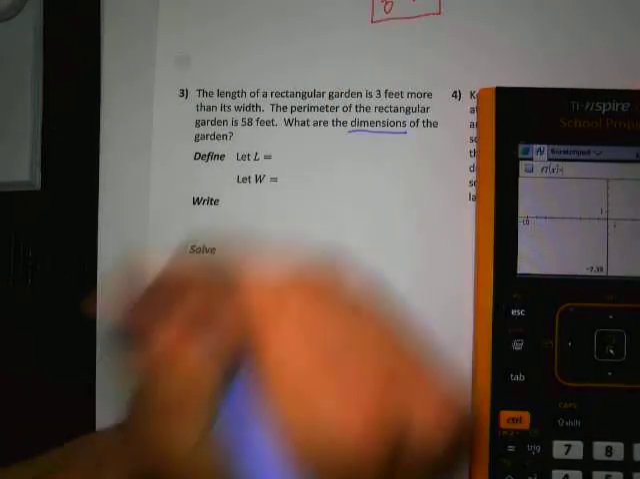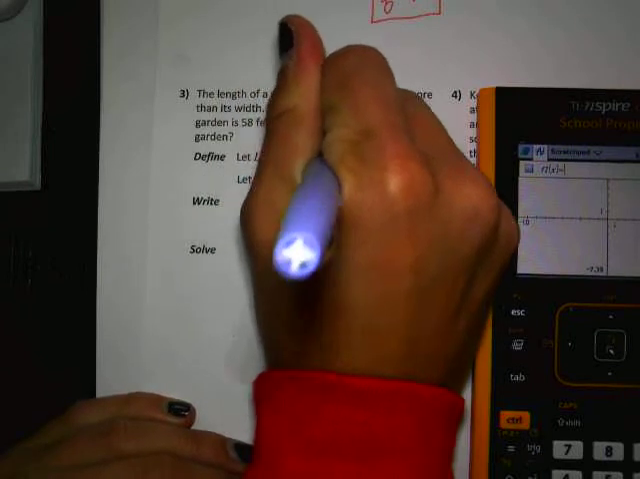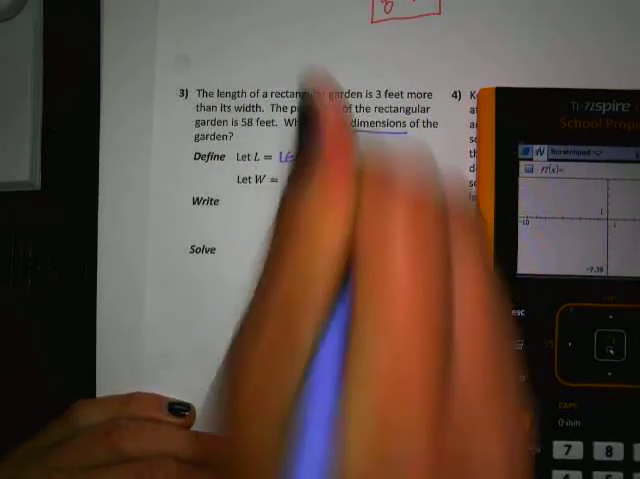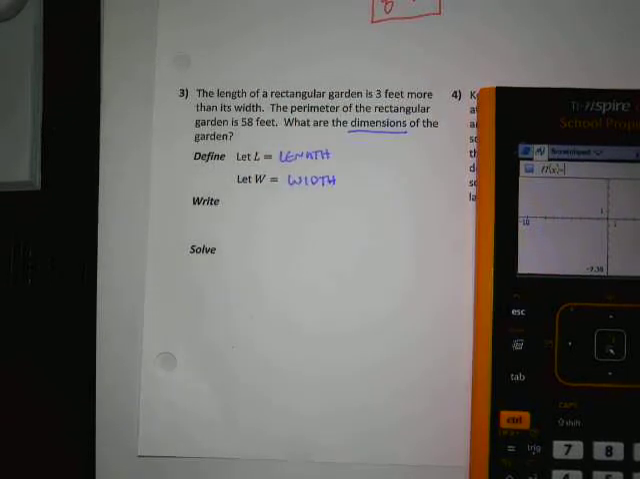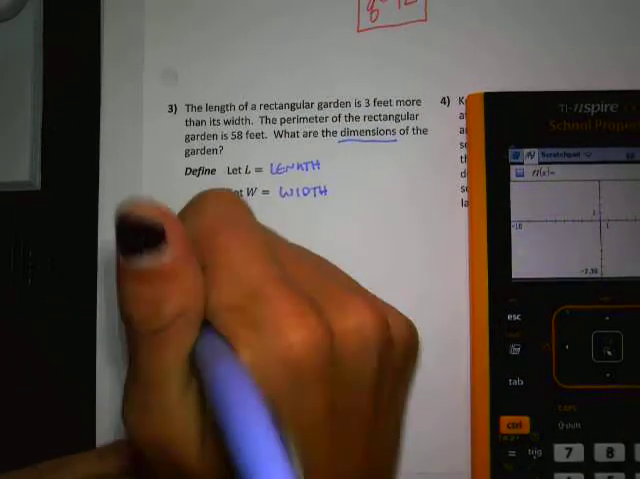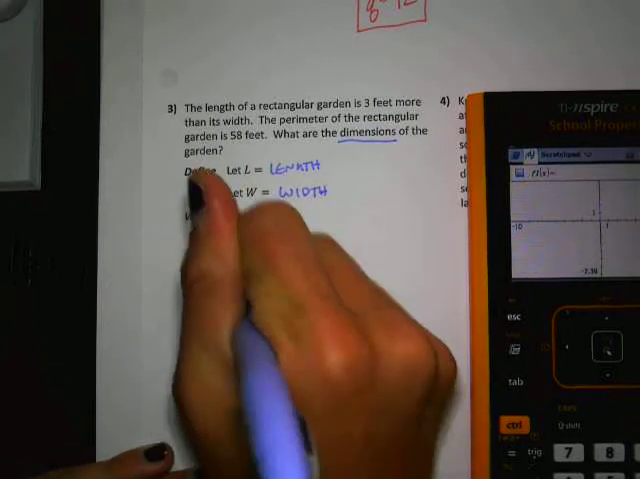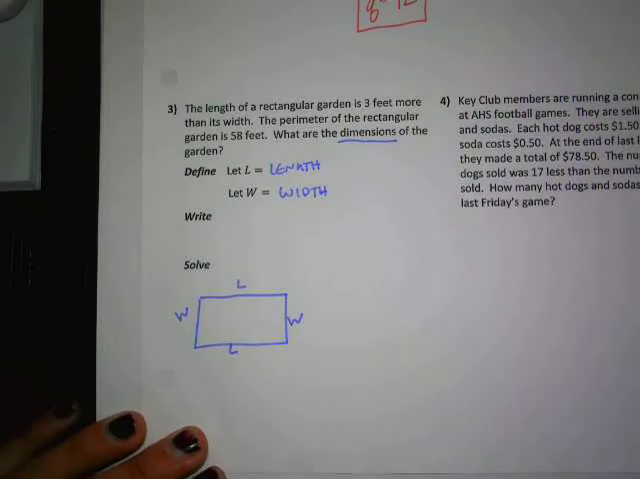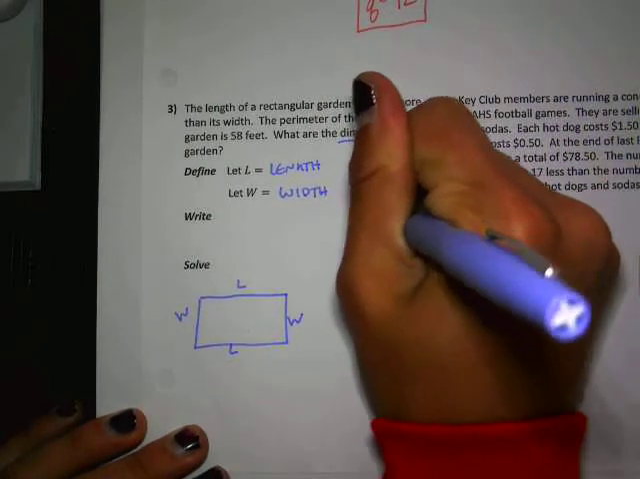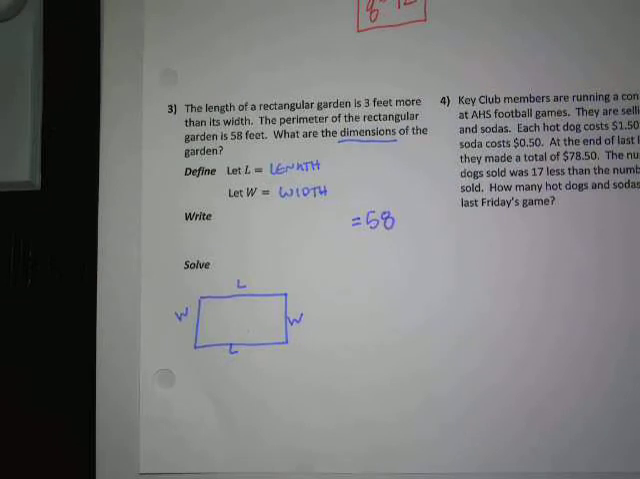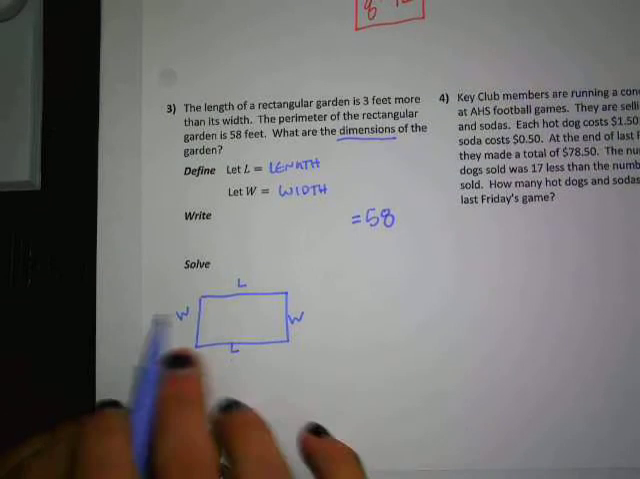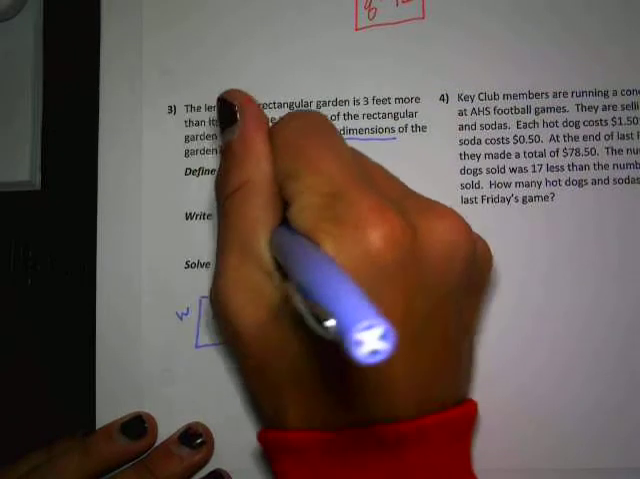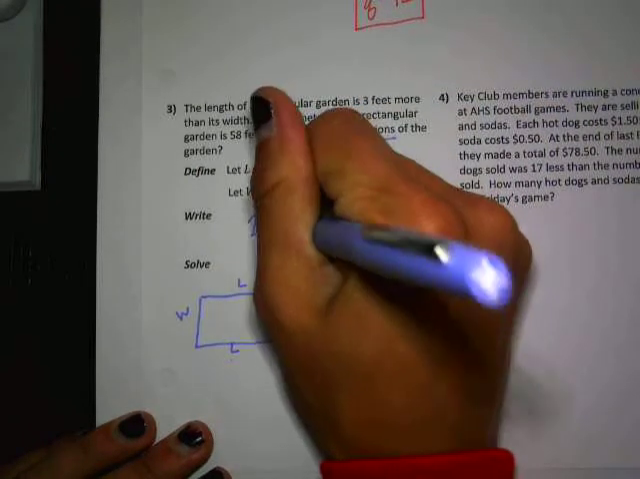So my variables are length and width. I'm going to draw a picture because I like pictures. Length, width, width. All right. Do you know a total? Yes. What's the total? 58. What is 58? Perimeter. How do you find perimeter? Add up all the sides. So L plus W, which we can simplify as 2L, because there's 2 of them, plus 2W.